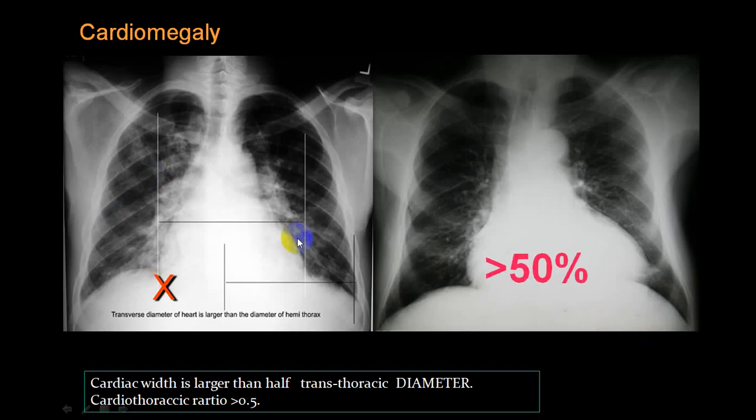This is again a wrong technique. Drawing two vertical lines and measuring half the size of the thorax. Wrong technique. This is definitely a cardiomegaly, but use all the criteria. Position of the trachea, position of the mediastinum.